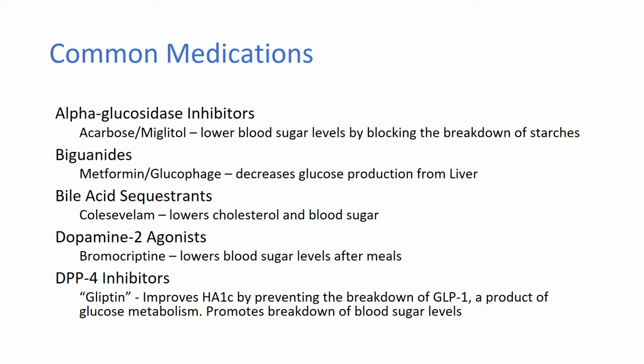Dopamine 2 agonists lower blood sugar after meals. The mechanism of action is not incredibly clear. And then we have DPP-4 inhibitors. So these are pretty much any drug that ends in gliptin, and they improve HA1C levels by preventing the breakdown of GLP-1. And this is a product of glucose metabolism. So by preventing its breakdown, it promotes the breakdown of blood sugars.